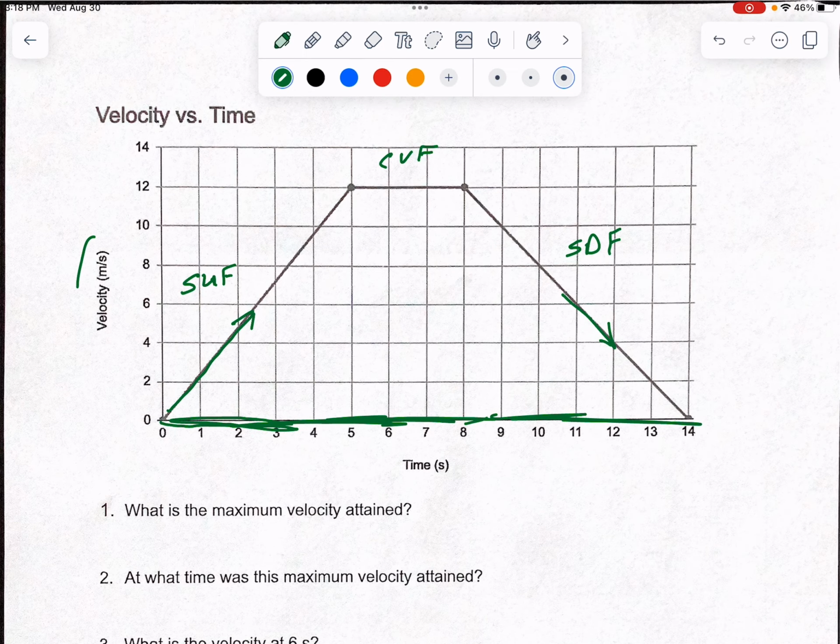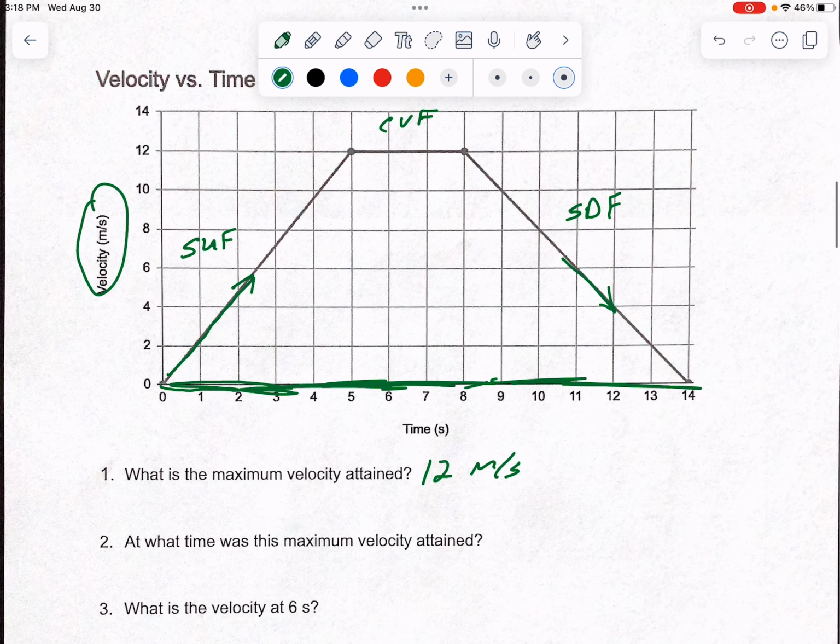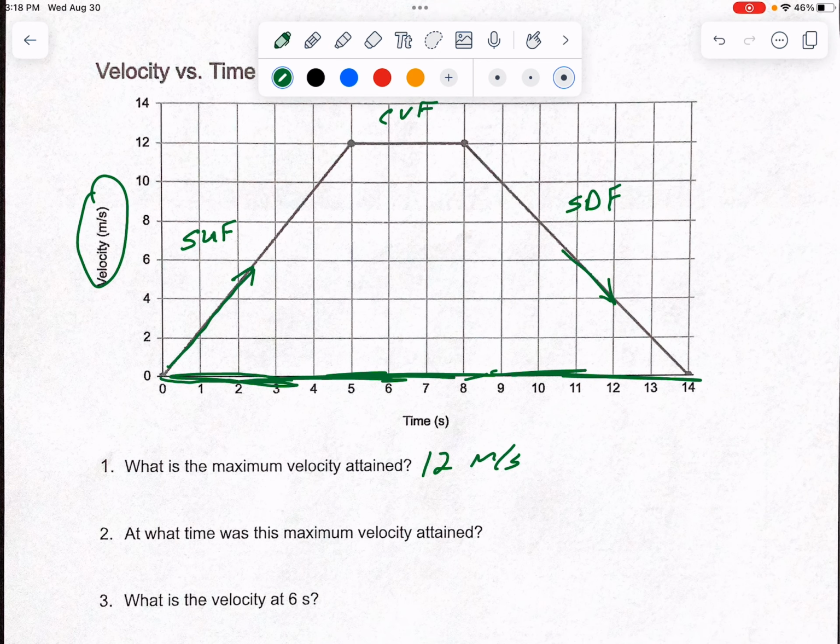So number 1, what is the maximum velocity attained? Remember, velocity is going to be your y-axis. So you're just looking for the highest y value. So that would be 12 meters per second. Number 2, what time is the maximum velocity attained? That is going to be your 5 to 8 seconds. So that's just when you're going the fastest. What is the velocity at 6 seconds? So again, this is just going to be 12 meters per second.